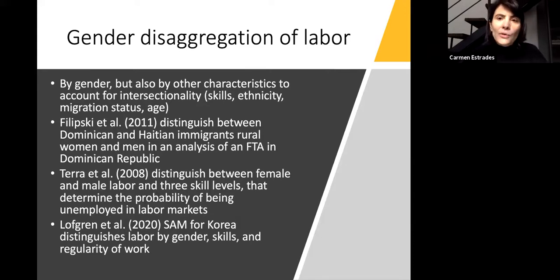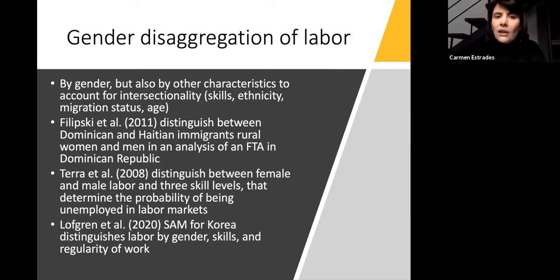topics. So the disaggregation of labor, it should be done by gender. We need to account for female labor and for male labor. But we also think it is important to consider other characteristics to account for this intersectionality that I mentioned before. So skill is also in many countries very important to consider, because labor markets are very different for skilled workers than for unskilled workers.